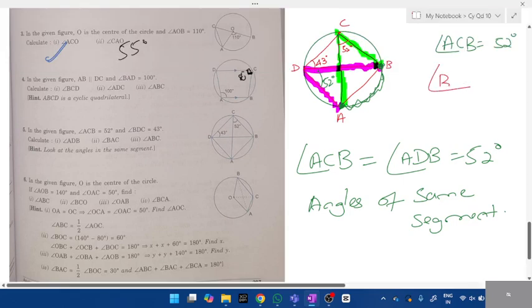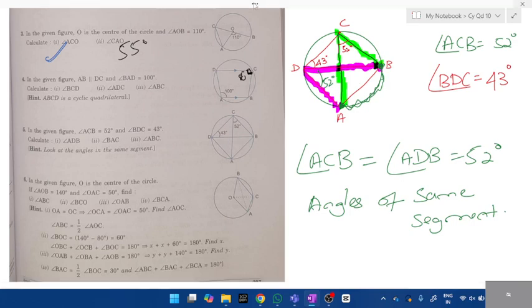Angle BDC. Angle BDC is equal to 43. That angle is formed using which arc? Which arc? What are the endpoints? BC? See, it is very easy to understand. What is the angle formed in BDC? The angle D? 43 degrees.